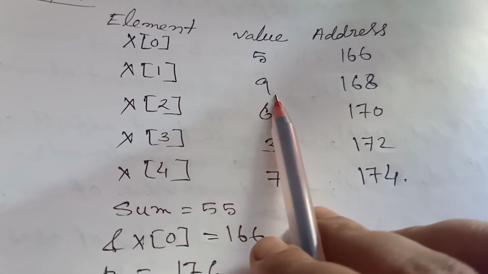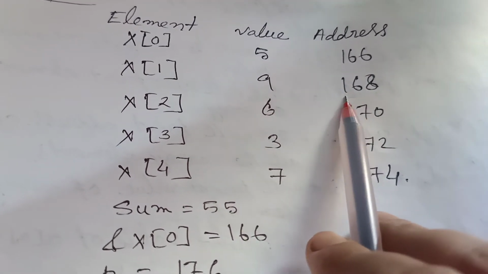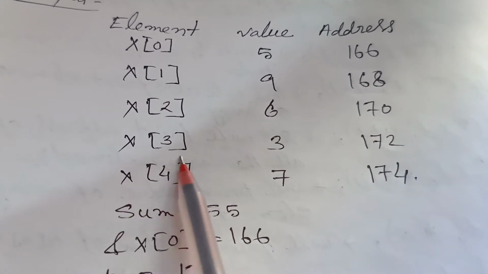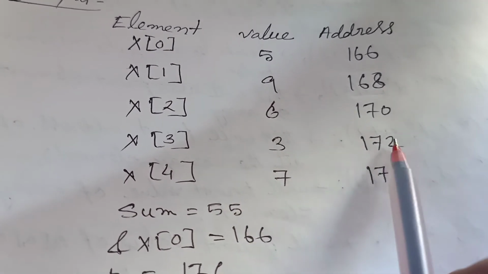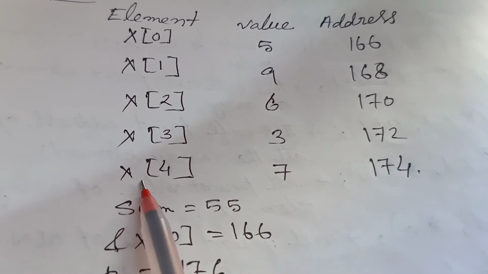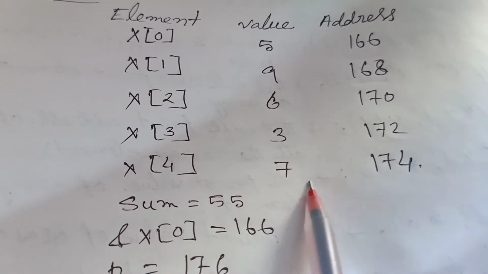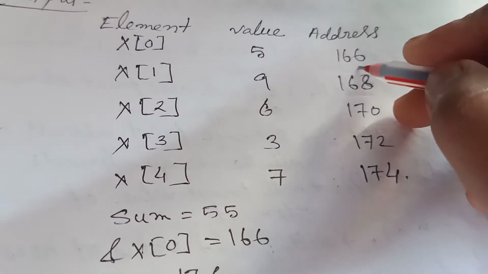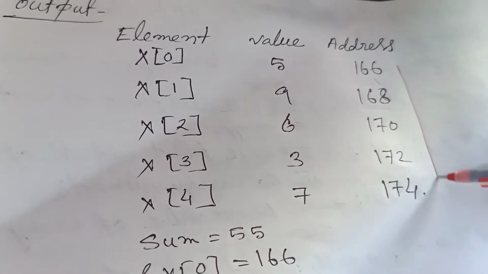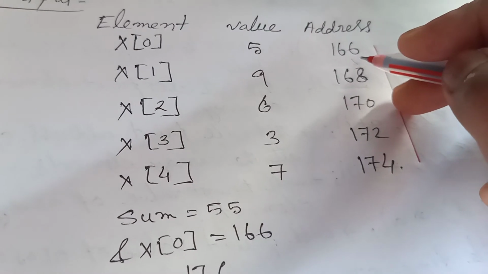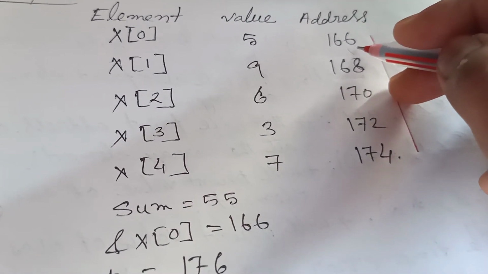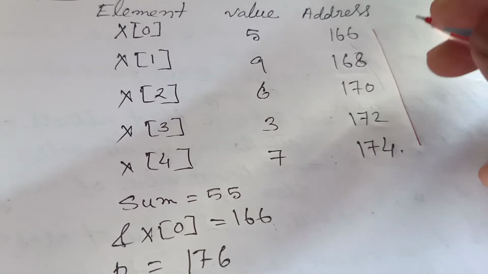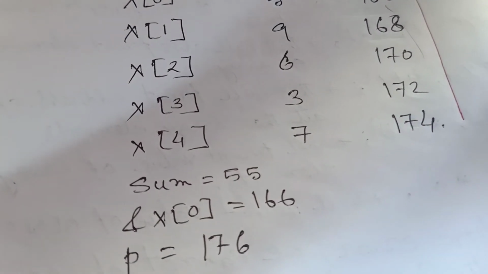x1 is 9, address 168; x2 is 6, address 170; x3 is 3, address 172; x4 is 7, address 174. Look at this address value, it's incremented by 2. Why? Because the address value is also in integer data type.